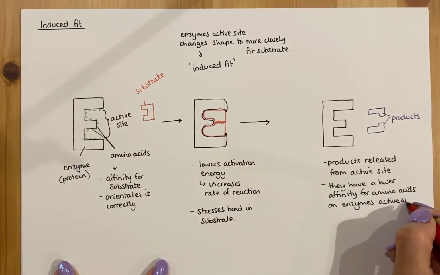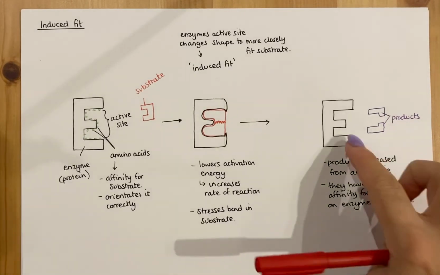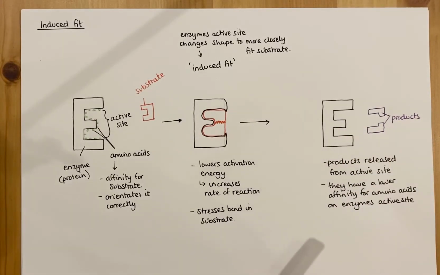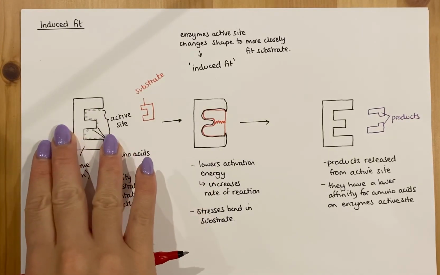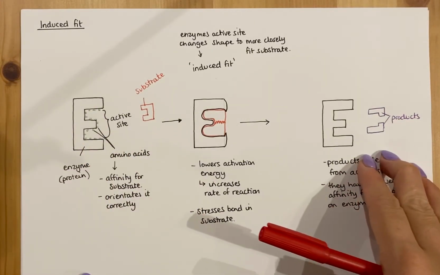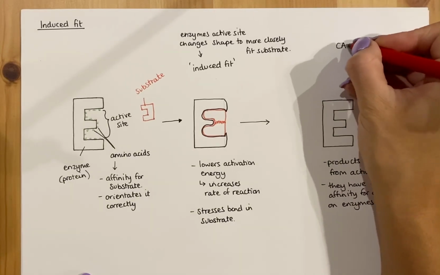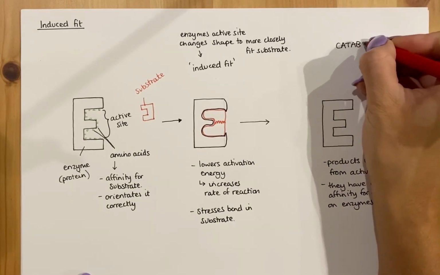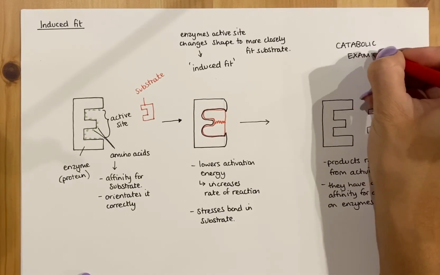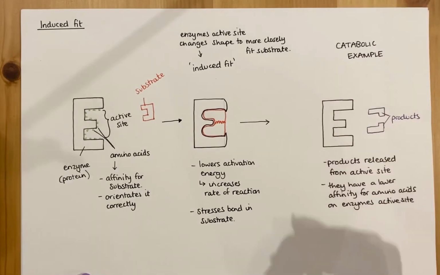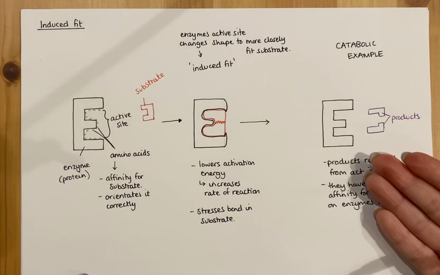Now because they have a lower attraction, then the bonds that would have held them in place break, and then the products are released. So in terms of looking at it overall, you can see that you've got an enzyme, the substrate will bind, and ultimately products are made. Okay, and this example is a catabolic reaction. If it was anabolic, it'd be going in the other direction.